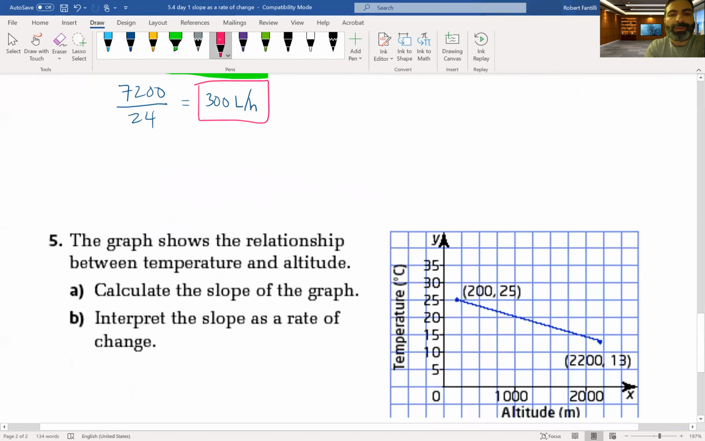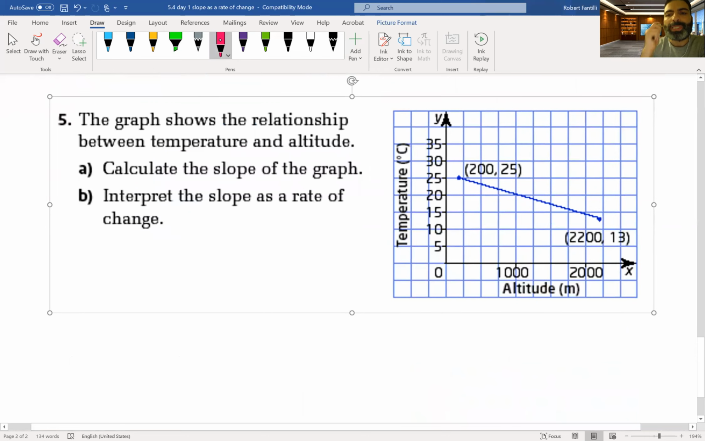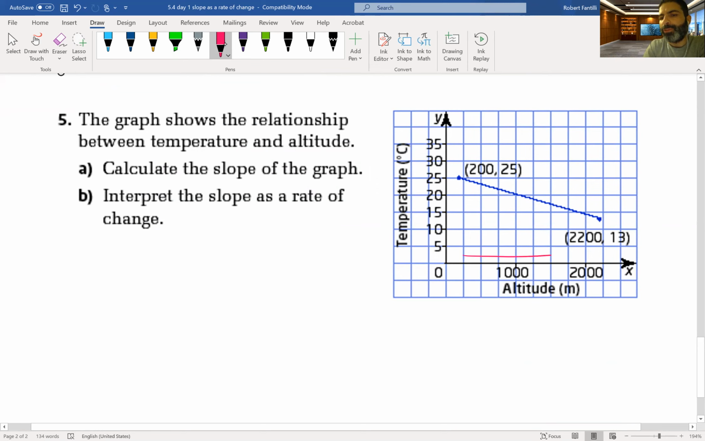Okay. This graph shows the relationship between temperature and altitude. So what's happening just by reading the graph, as you read the graph left to right, it seems like the temperature is dropping as the altitude is increasing. Okay, so as the x increases, the y decreases. Kind of an inverse relationship there, right? One's going up and the other one's going down. So as you climb higher, the temperature drops lower.